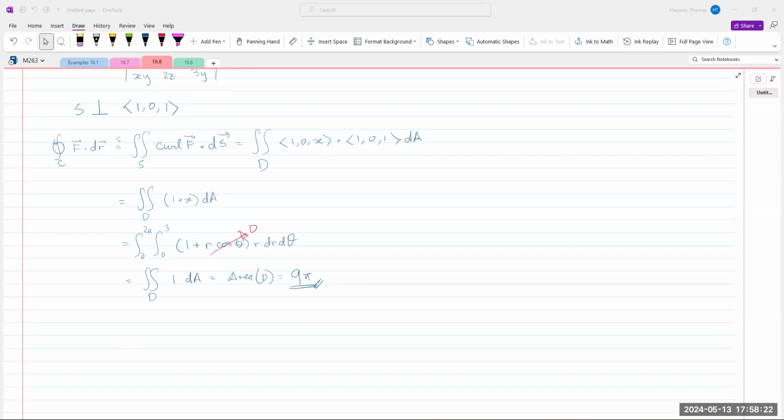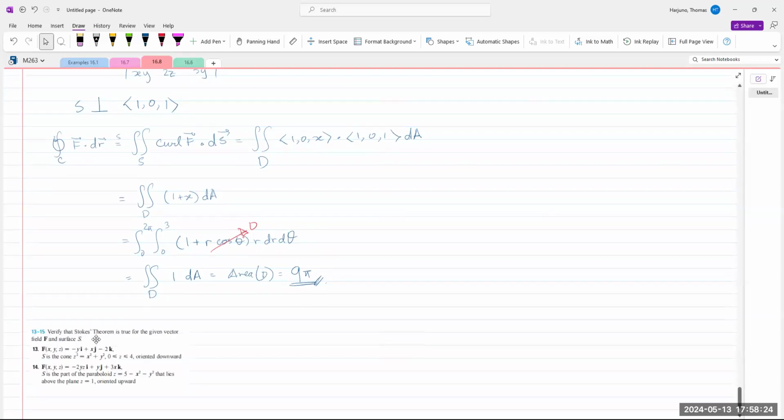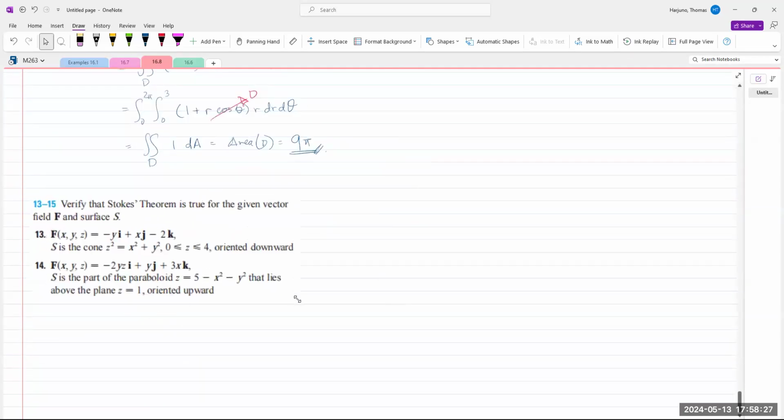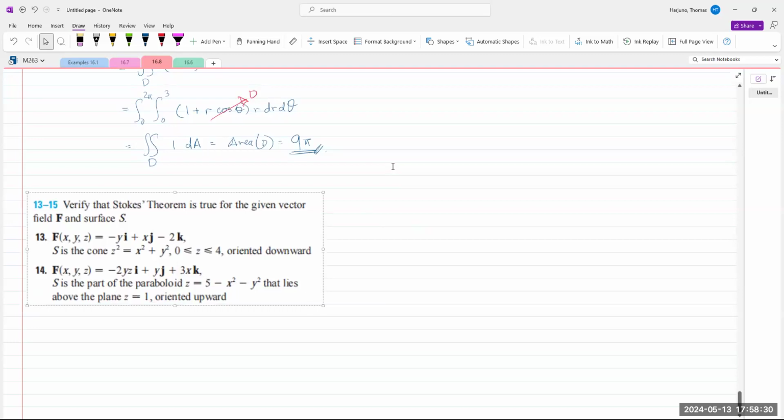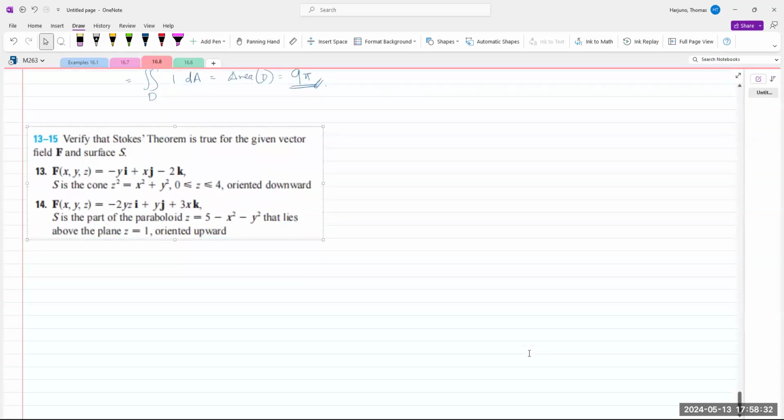We basically practice. Number 14. Verify that Stokes' theorem is true. We basically need to show it two different ways. We need to show that the double integral over surface S of the curl of F dot dS, if we compute it this way, equals the integral over the closed curve, the boundary of S, of F dot dr. Okay, that's what we want.